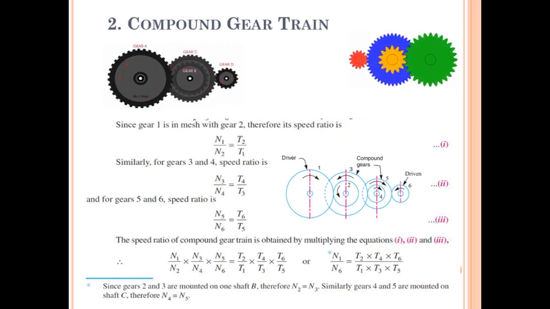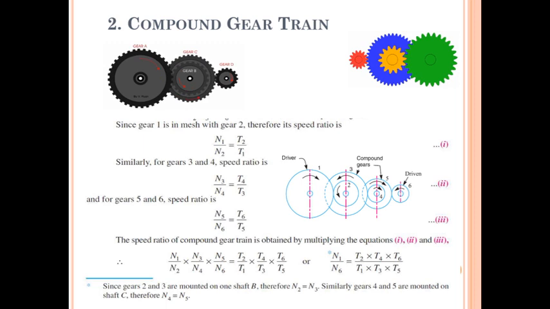Six gears are connected to each other, and 2 and 3 are a compound gear, 4 and 5 are also a compound gear, transmitting power from the first gear to the sixth gear. That is, the first gear is the driver gear, the sixth gear is the driven gear, and the intermediate gears are compound gears. Gears 2 and 3 are mounted on the same shaft, and gears 4 and 5 are mounted on the same shaft. This gear train will also be a compound gear train. Therefore, write the velocity ratios between each meshing pair of gears.